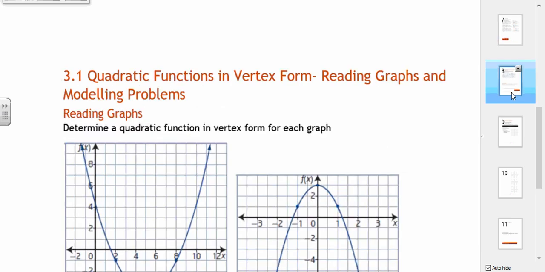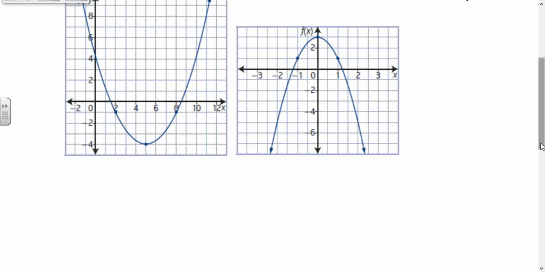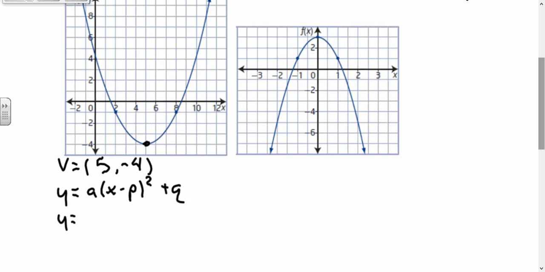The next one we're going to do here is reading graphs and modeling problems. This is a slightly different section, but not really, so we're going to keep it together in the 3.1 section. So if I'm looking at this graph and I want to determine a quadratic function in vertex form for each graph, first thing I should find is my vertex. So the vertex here is 5, -4. Now, here's what I'm going to do. I'm just going to write down my vertex form, and then I'm going to plug in what I know. And it's not a lot, and that's fine.